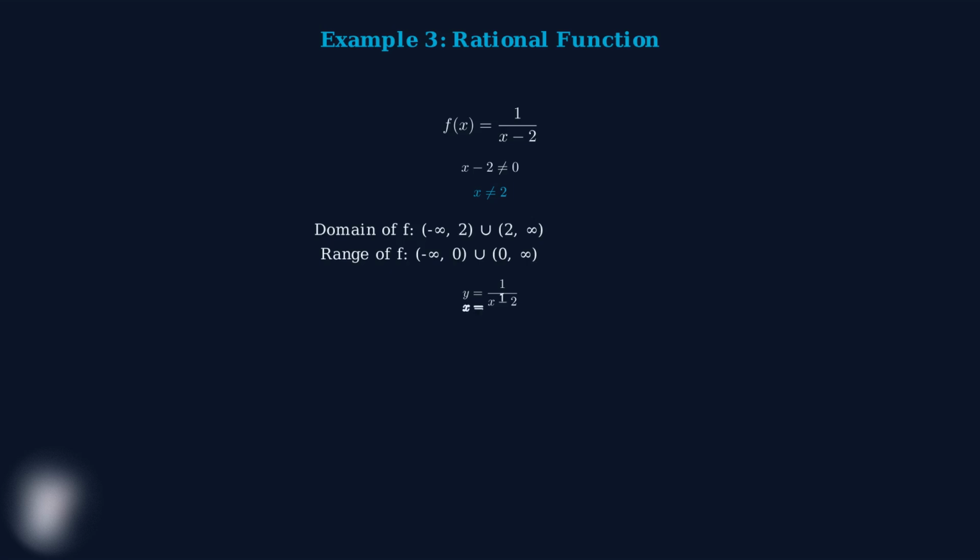To find the inverse, we start with y equals 1 over x minus 2, then swap to get x equals 1 over y minus 2. Multiplying both sides by y minus 2 gives us x times (y minus 2) equals 1. Expanding, we get xy minus 2x equals 1. Adding 2x to both sides gives xy equals 1 plus 2x. Dividing by x, we get y equals (1 plus 2x) over x. Therefore, f inverse of x equals (2x plus 1) over x. The domain of f inverse is all real numbers except 0, which perfectly matches the range of the original function f. The range of f inverse is all real numbers except 2, matching the domain of f.